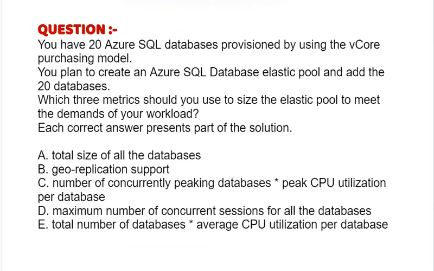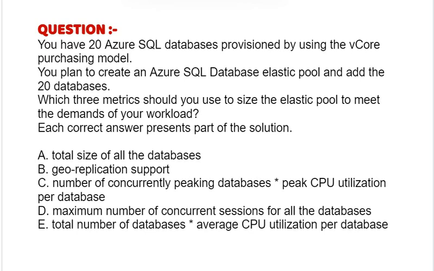Our next question is: you have 20 Azure SQL databases provisioned by using the vCore purchasing model. You plan to create an Azure SQL Database elastic pool and add the 20 databases. Which three metrics should you use to size the elastic pool to meet the demands of your workload? Each correct answer presents part of the solution.